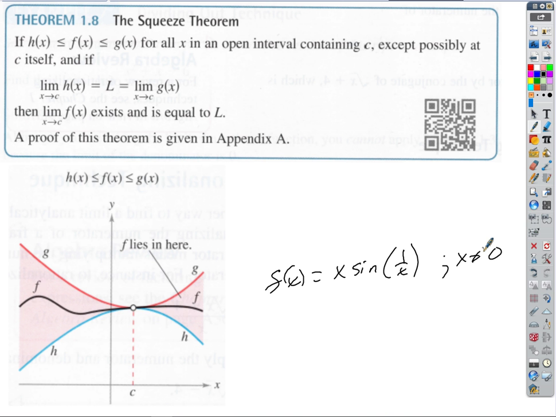So how about that? Absolute value of x. That could be the function that is the ceiling function. What would be the floor function then? Negative absolute value of x. Yeah, let's look at this.